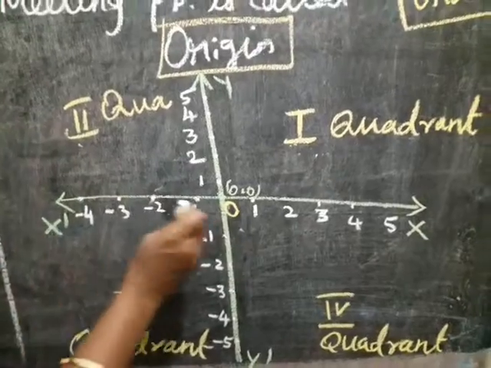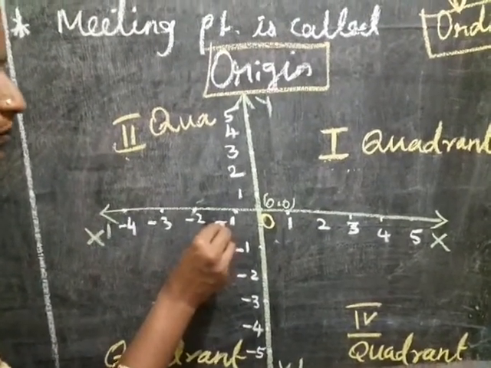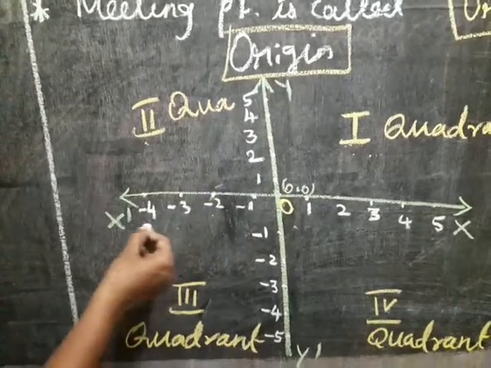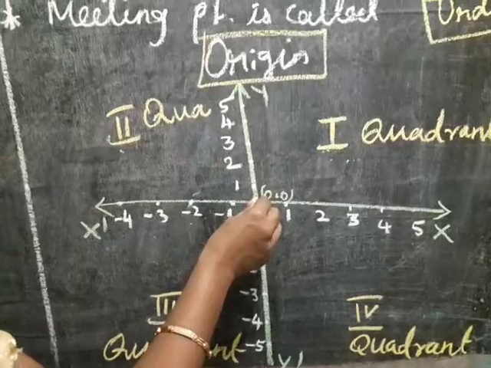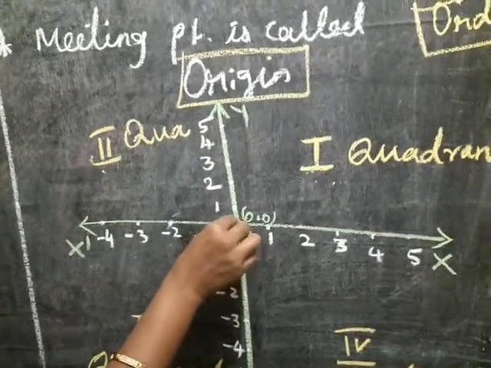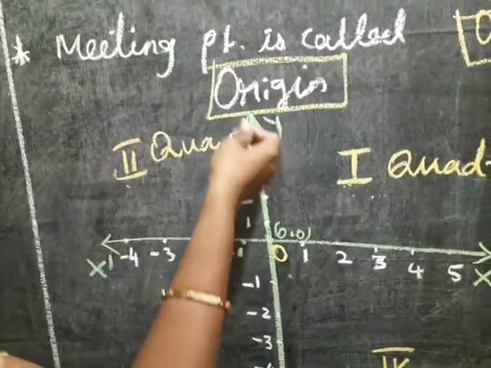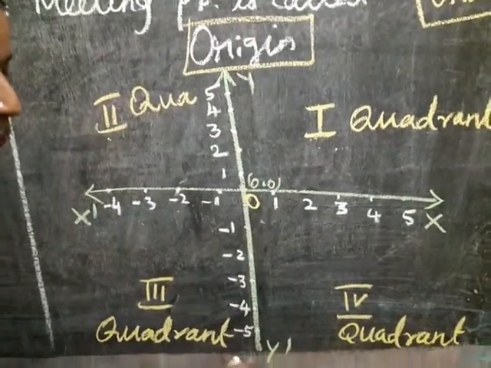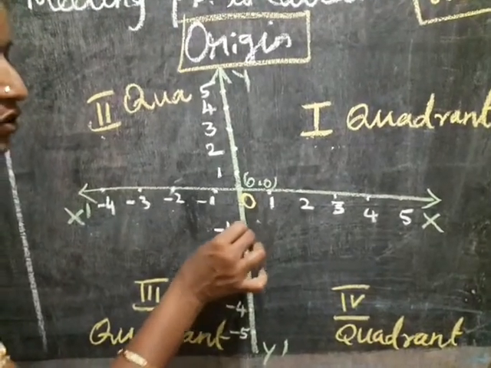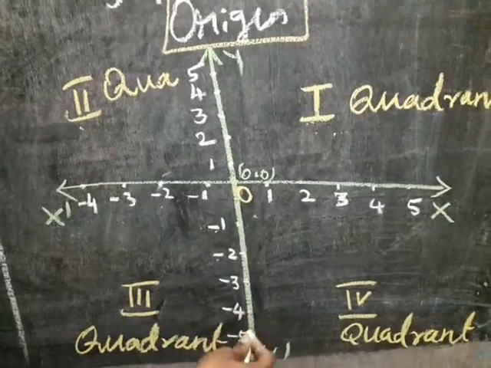And then the opposite side is the negative value. So you have to write -1, -2, -3, -4 and so on. And then upwards, the y-axis is the positive values. So 1, 2, 3, 4, 5. And downward is the y dash. The downward y dash is the negative value. So -1, -2, -3, -4 and so on.